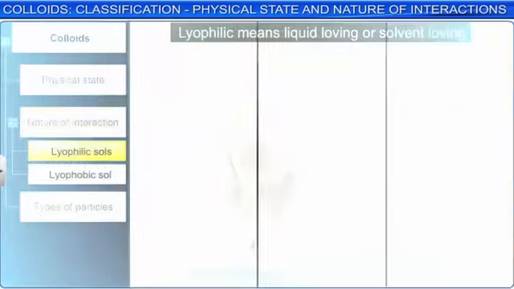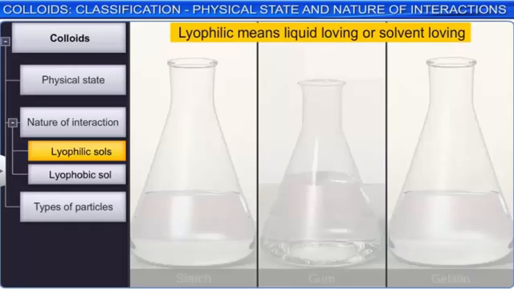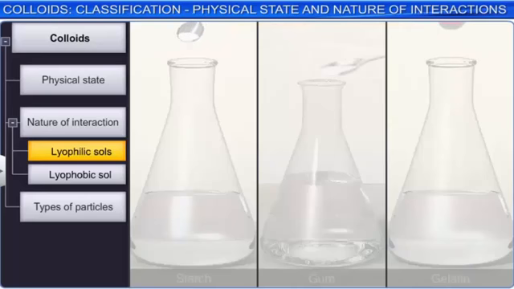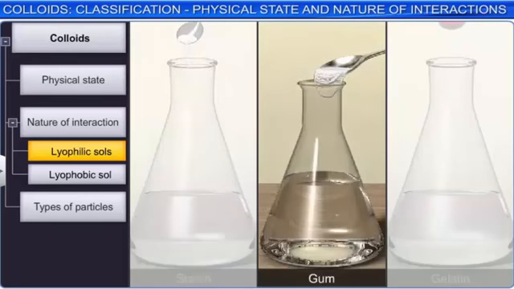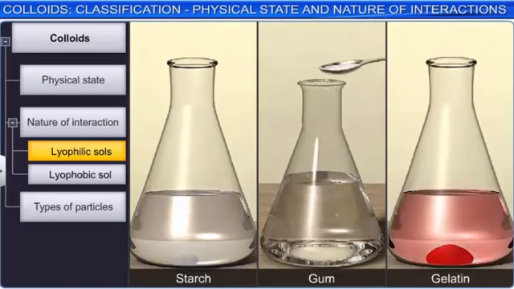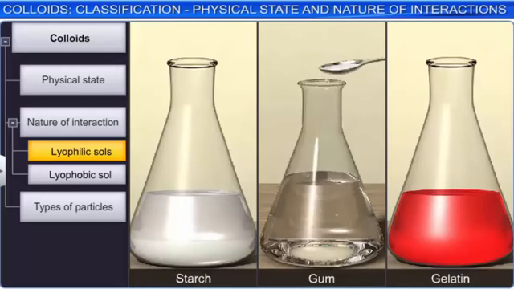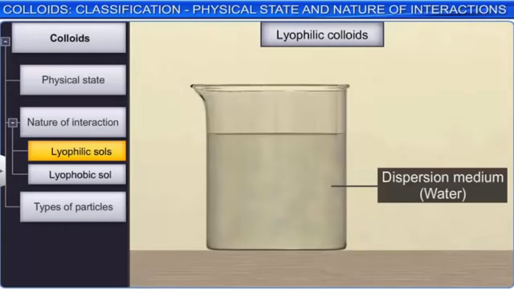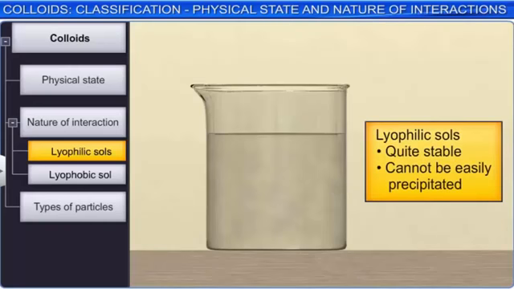The word lyophilic means liquid-loving or solvent-loving. When substances like starch, gum, and gelatin are mixed with a suitable liquid, that is, a dispersion medium, they readily form colloidal solutions. Such colloidal solutions are called lyophilic colloids. When water is the dispersion medium, they are called hydrophilic colloids. Lyophilic sols are quite stable and cannot be easily precipitated.